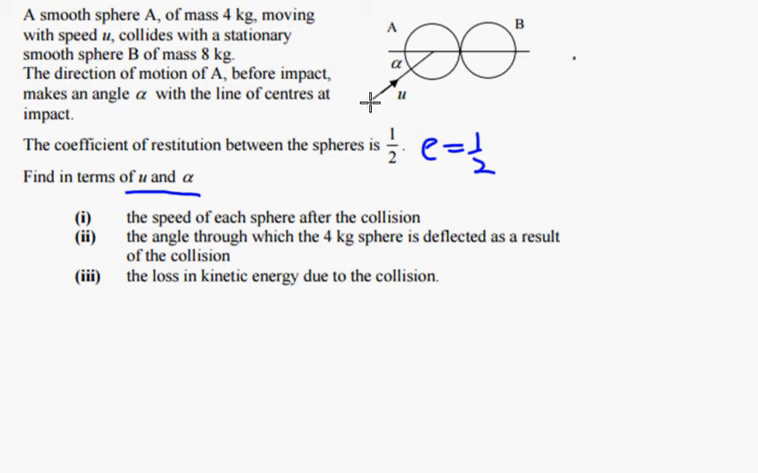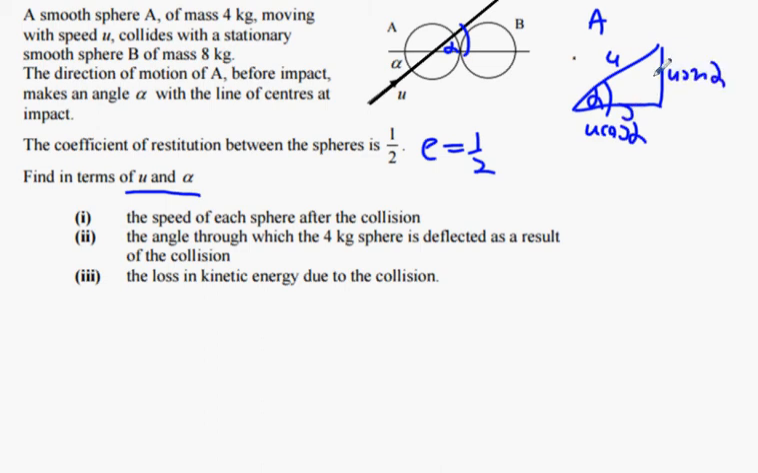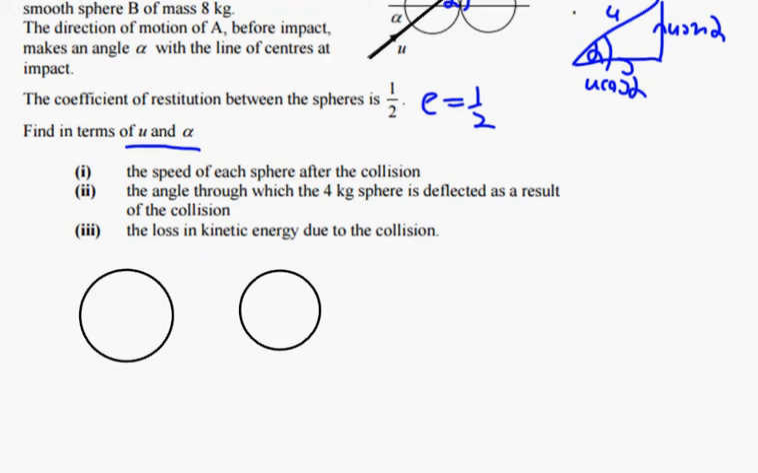So what I'm going to do is extend this line up through here. Got to use alternate angles, or sorry, opposite angles. And what I'm going to realize is that the speed of particle A is u cos alpha along this direction, and u sine alpha along that direction there. Everybody right with that? Now, time to do the before and after picture. 1, 2, and 3 and 4.